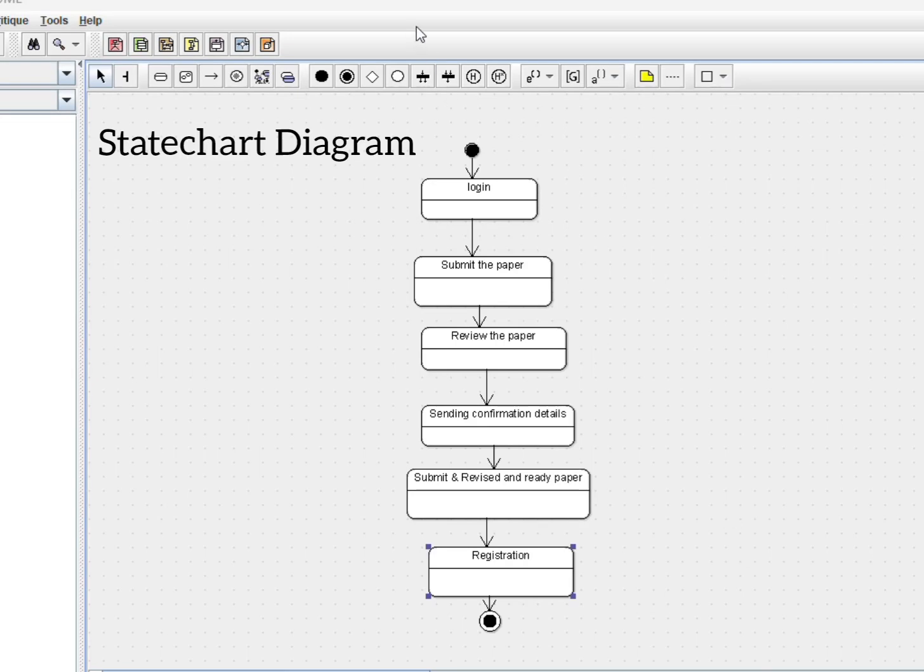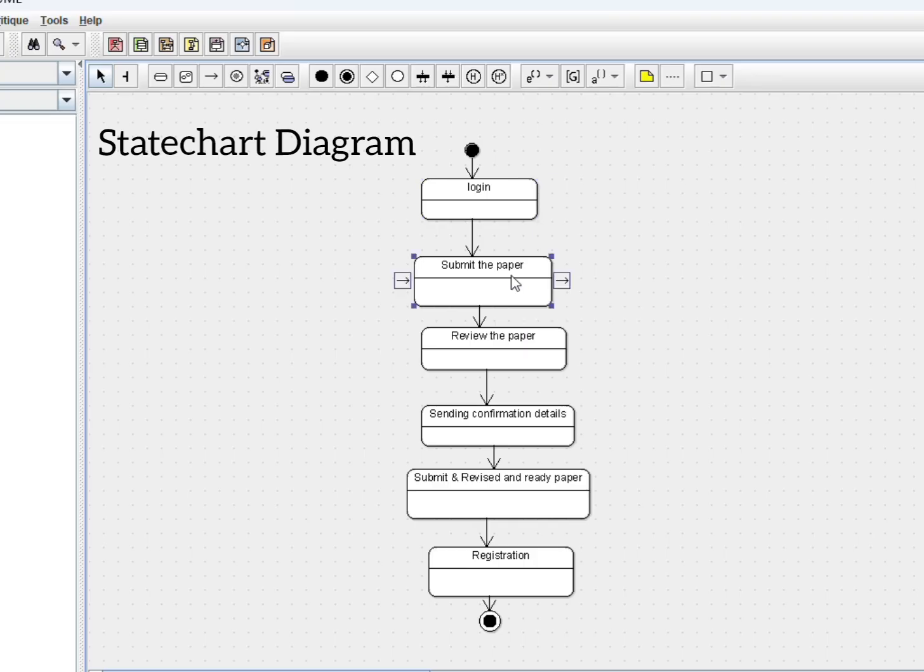This is a state chart diagram for a conference paper submission system. In this diagram, I have designed the different states involved in the paper submission process. First, the process starts with the initial state. Then the first state is user registration. In this step, the user creates an account in the system.